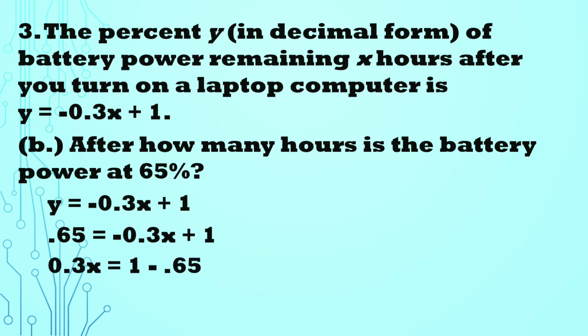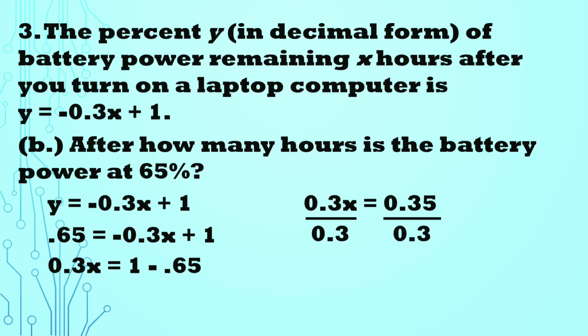Then, so add both sides ng 0.3. So, we have 0.3x equals 1 minus negative 65. So, and syempre, magma-minus din tayo ng 0.65 both sides. So, ito yung ating makukuha. So, 0.3x is equals to 1 minus 0.65. So, 0.3x equals 0.35 kasi 1 minus 0.65 is equals to 0.35. And then, divide both sides by 0.3 para makuha natin si x. So, ang answer natin ay 1.17.